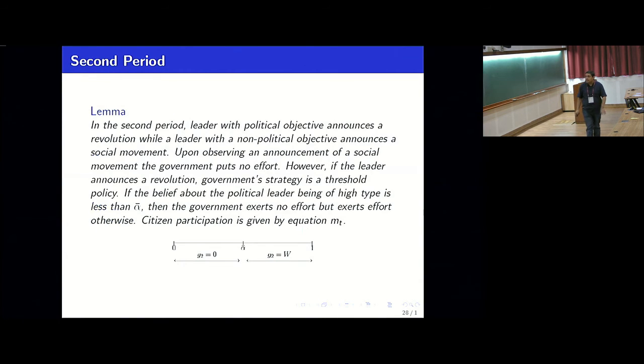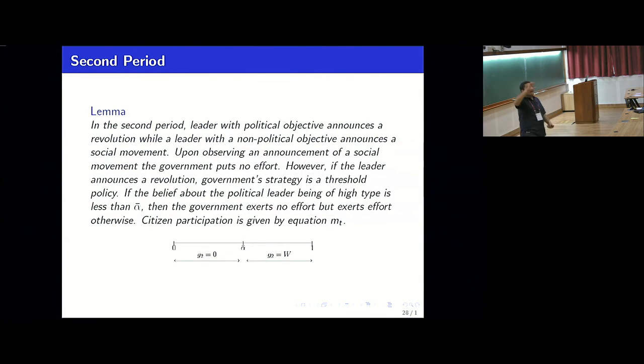Now, this is the second period result. It says that if the belief that the political leader is of high ability crosses this threshold alpha bar, then the government incurs force upon seeing a revolution. If it sees a social movement in the second period, it doesn't incur any cost, because it's the end of the game. It knows that this has to be a social or non-political leader. If it observes a revolution, only when the belief about its ability is above alpha bar does it incur a cost.